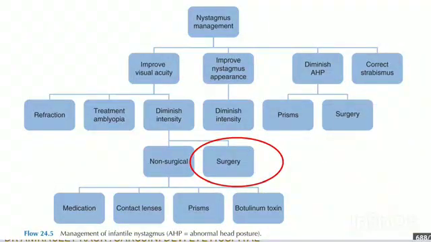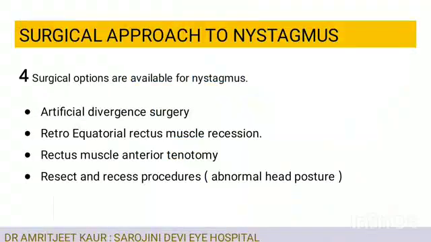Next, coming to the surgical management of the nystagmus. Currently, there are 4 surgical options available: the artificial divergence surgery, retroequatorial rectus muscle recession, rectus muscle anterior tenotomy, and resect and recess procedures for the abnormal head posture.